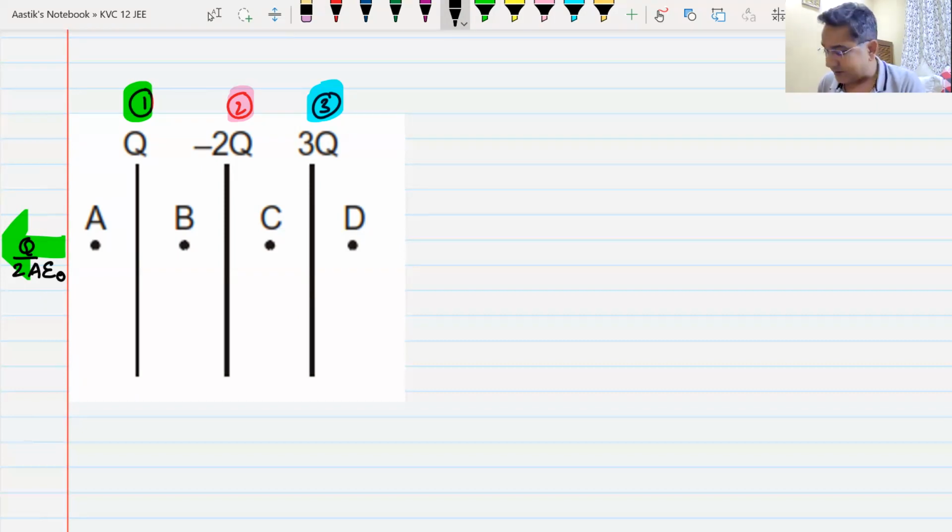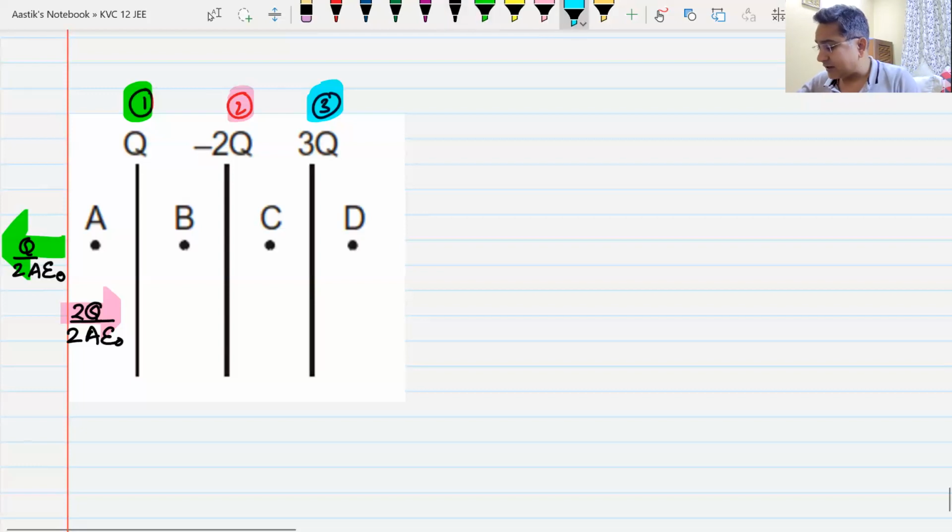What about the electric field due to this pink charge? Remember, the pink charge is negative, so the electric field will come towards it, at point A towards this one. What is the value of this? Don't say negative now because I've already given the direction. Due to this negative charge, it will be 2q divided by 2a epsilon naught. Negative only tells us the direction. Do we understand this? Yes, sir.